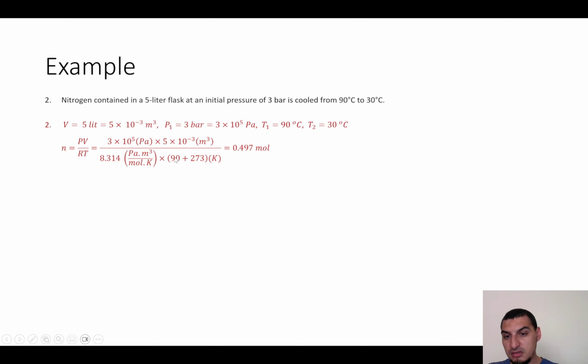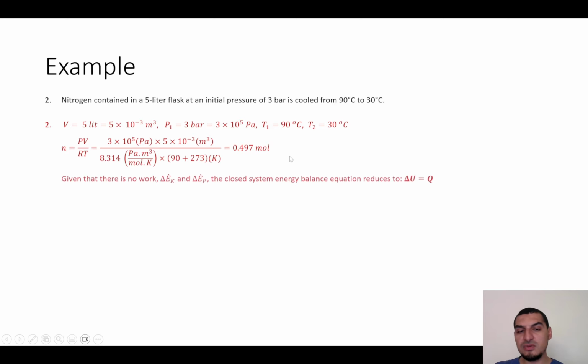So I put the 90 plus 273 to be in Kelvin, corresponding to the pressure at 3 bars. I don't know what the pressure is after it cools down. I can calculate it, of course, but I don't know what the pressure is. So the numbers that I must use are the numbers that correspond to the same state. So this is the number of moles. Now the rest is going to be the same.